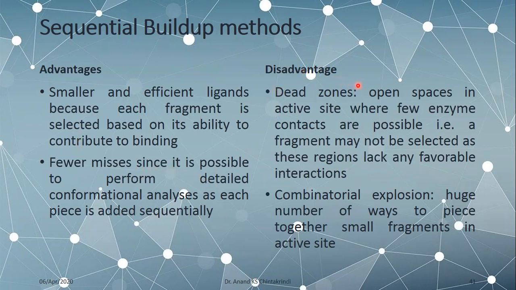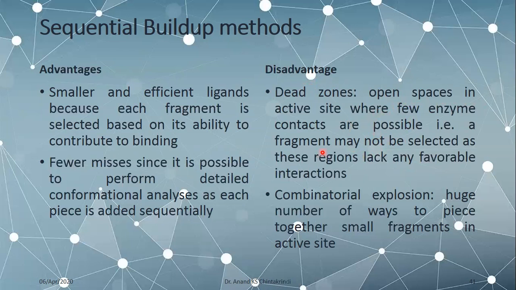There are disadvantages though, that is, there are dead zones. So what are dead zones? These are open spaces in the active site where the enzyme contacts are not possible. That is, there is no interaction site available in that. So a fragment may not be selected in this region because it lacks any favorable interactions. Although the fragment may be useful, since it is not interacting with the enzyme, it may be missed out.